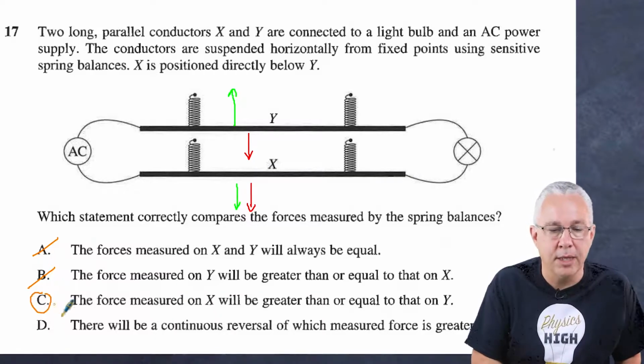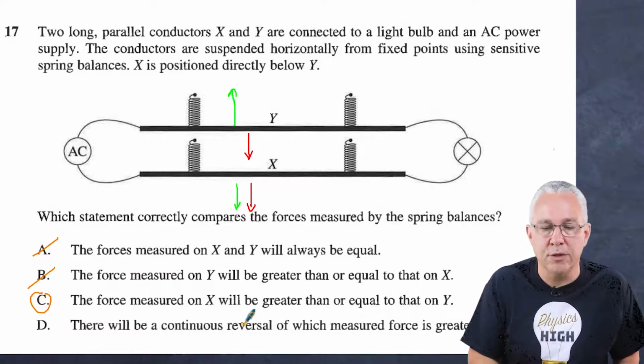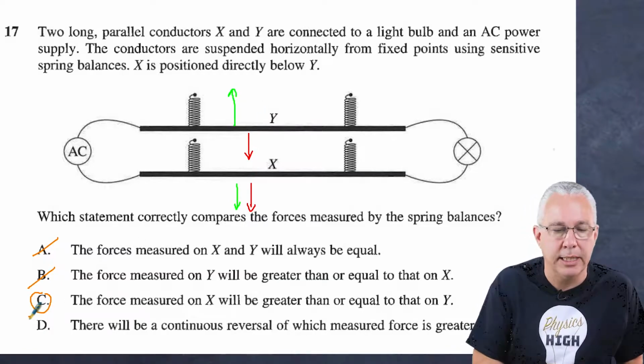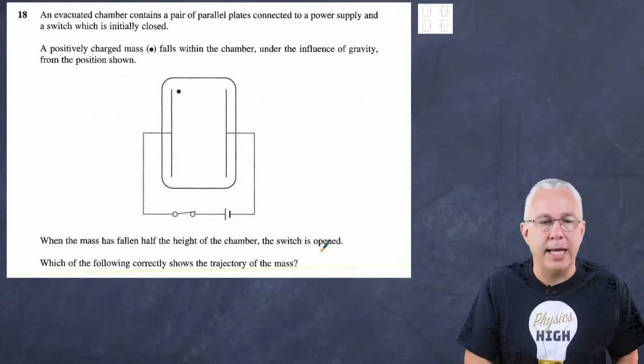That is true. And then there is this continued reversal of which measured force is greater. This is always going to be true. If there's momentarily no force acting, then you're going to have them equal, but Y will never be greater than X. So D is incorrect.